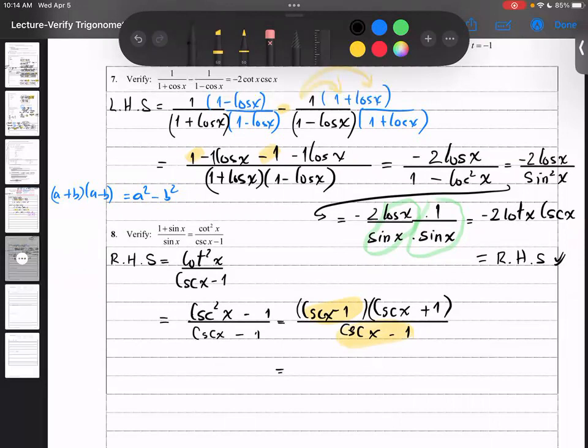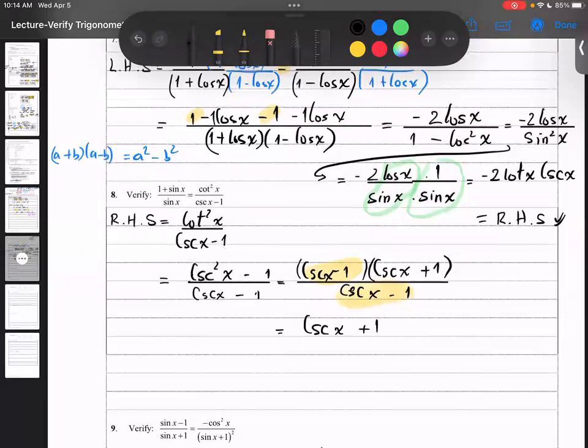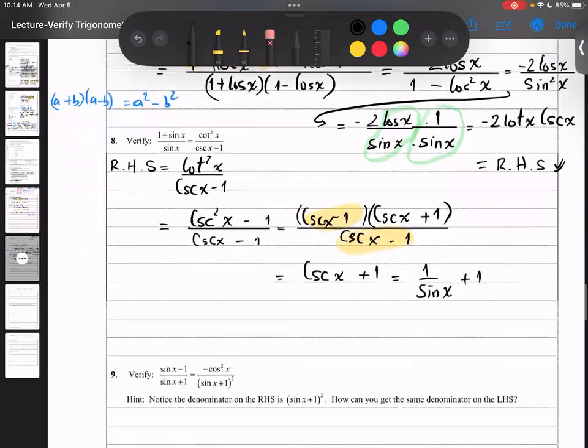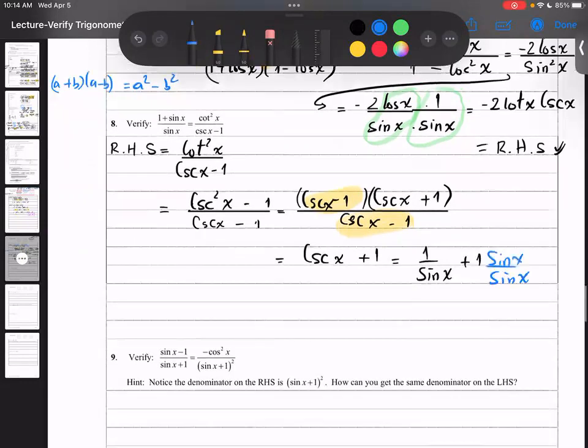Cosecant x plus 1. All right, I'm nowhere near the left hand side. Any suggestion? Cosecant is related to sine, right? So let's keep going. So this is 1 over sine x plus 1. What is my common denominator? Yeah, sine x over sine x here. Now equals 1 plus sine x over the common denominator, which is sine x, which is your left hand side.